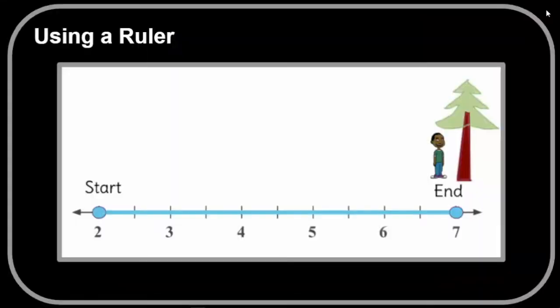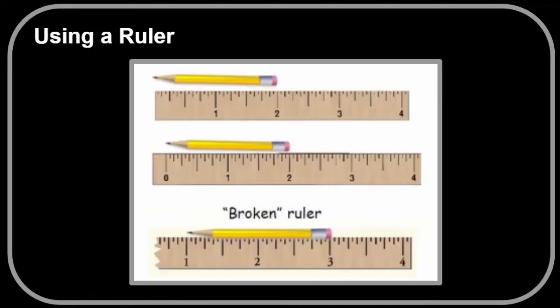6 inches. When students begin using a ruler and comparing length, it is important to emphasize that a ruler measures the difference or distance between 2 points. Although the end point is 7, the starting point is 2. Therefore, the distance is 5. This pencil has the same length regardless of where it is positioned on the ruler.